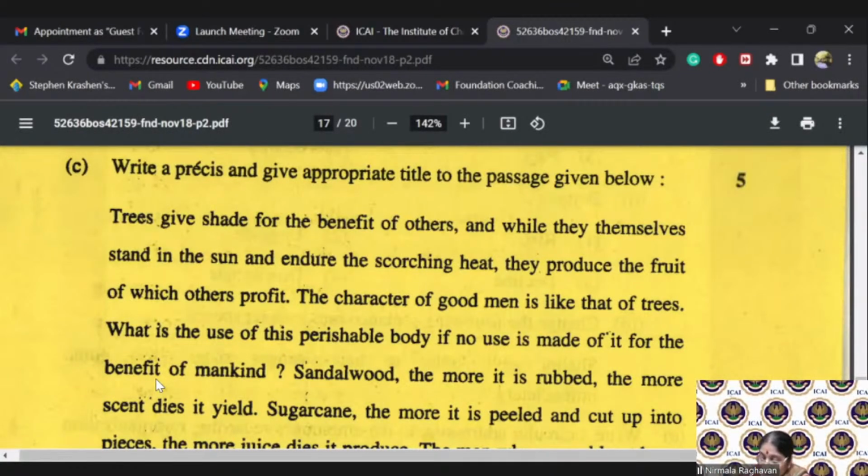Yeah. So now I'm going to read out my answer. Now this is 65 words. Okay. Although trees get burnt in the sun, they give us shade, shelter, fruits, leaves, and flowers. And good character has got to be like that. We have to live for the benefit of mankind, and we cannot live like dogs and crows, which live for their own sake. Sandalwood gives us better fragrance when rubbed, and sugarcane tastes sweeter if they are cut and peeled.